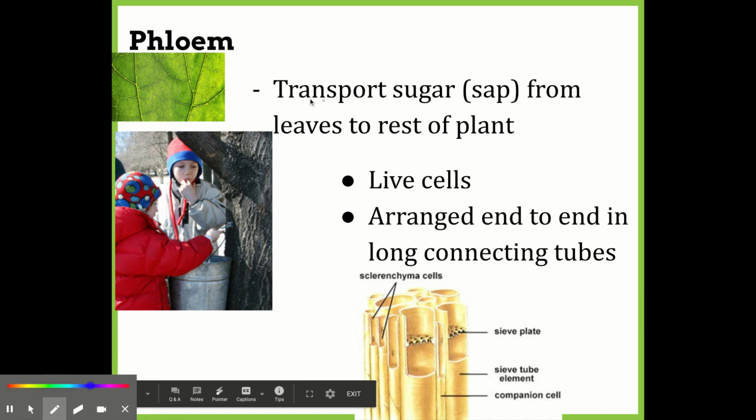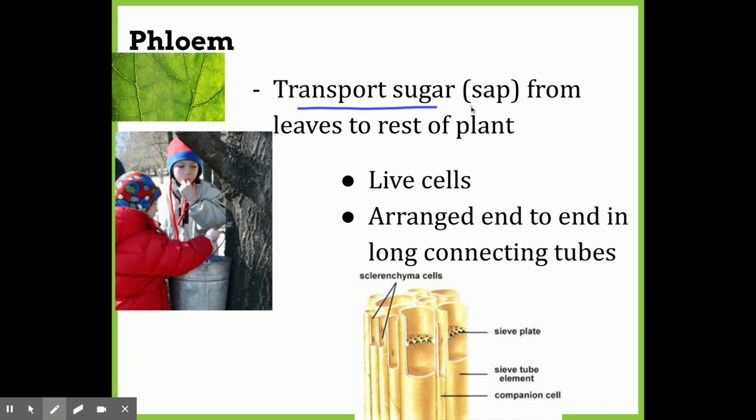Phloem transports the sugar, aka that sap, from the leaves to the rest of the plants. These are live cells, and they are also arranged end to end in long connecting tubes so that the sugar can flow through the whole plant.